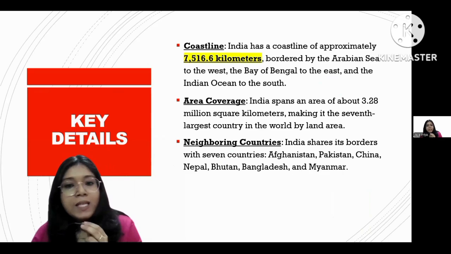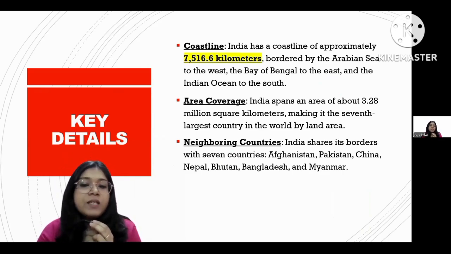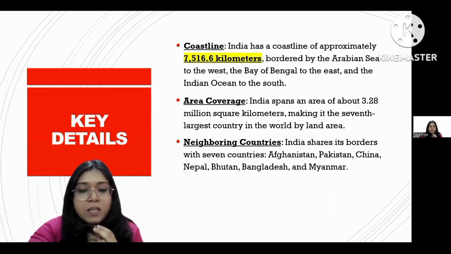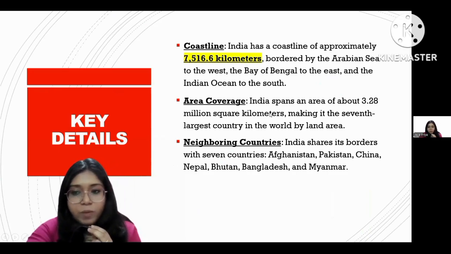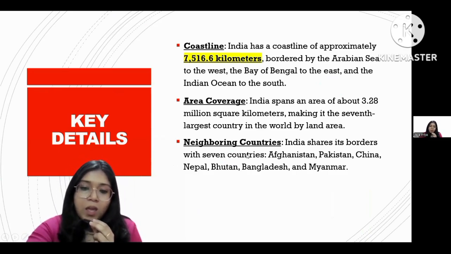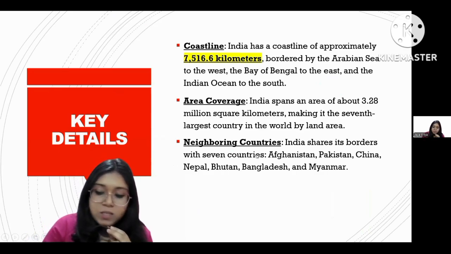Again, moving to the coastlines, we have a coastline of 7516.6 kilometers in the Indian Ocean region. And the area of India is about 3.28 million square kilometers, making it the seventh largest country in the world by land area. Then we are done with the neighboring countries. Let's move on.